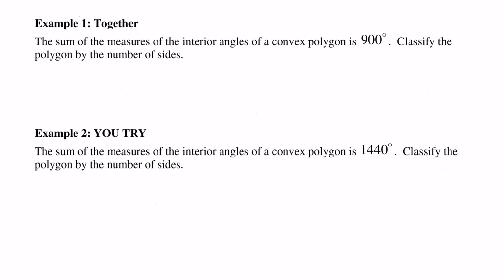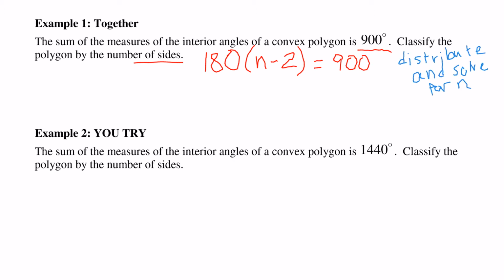In these questions, we're going to do one together and then you're going to try one. So we need to find, let's see, if we are given the total is 900 and you need to figure out the number of sides, we need to take this 180 and we set 180 times (n minus 2) equal to the 900 because I know that's what it equals. The main goal of this problem is we need to distribute and then solve for the n.